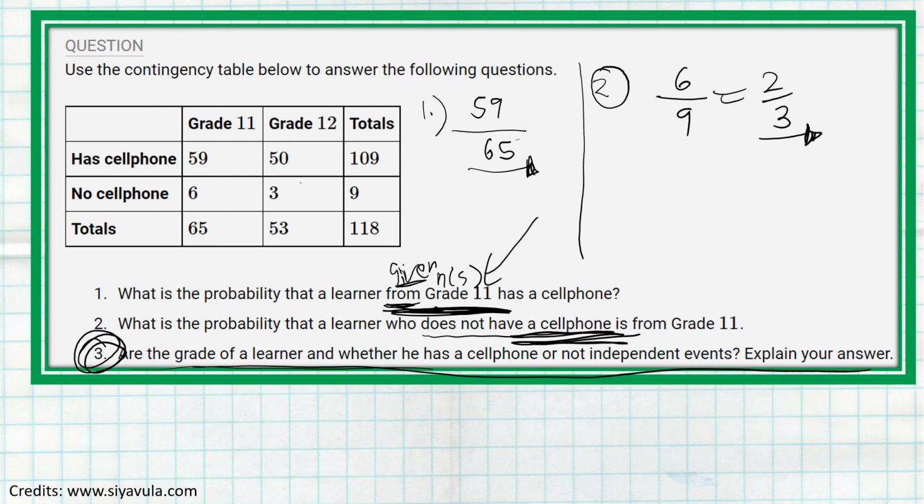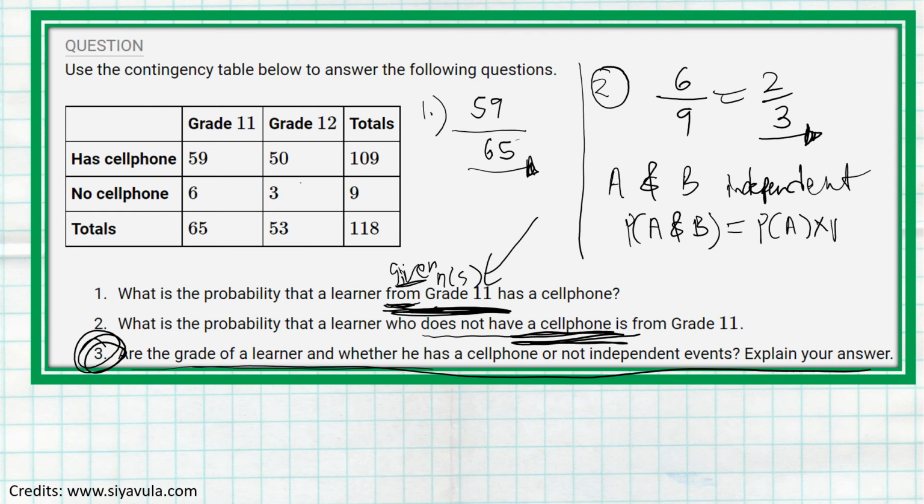Okay, so what happens if two events are independent? If A and B are independent, we have already talked about this in the previous session, right? What happens? The probability of A and B will be equal to what? Sorry for the background sound. The probability of A and B will be equal to the probability of A times the probability of B. Okay, so that's what we know about independent events.